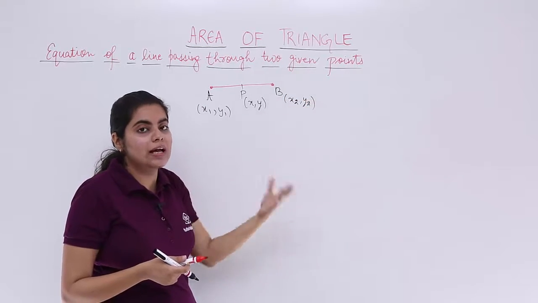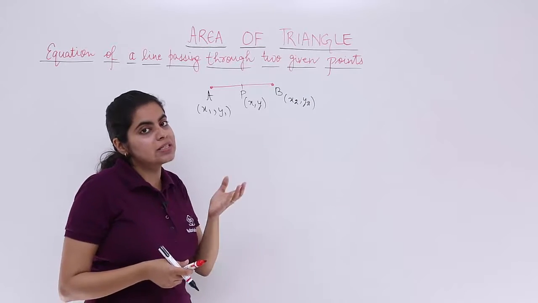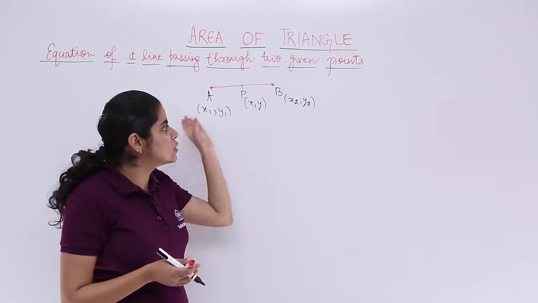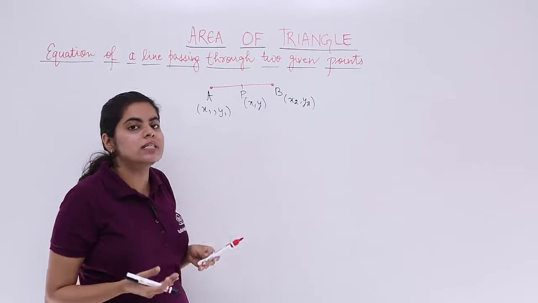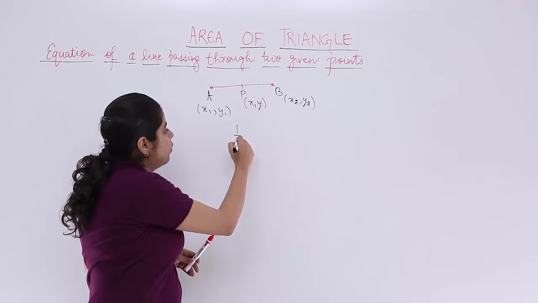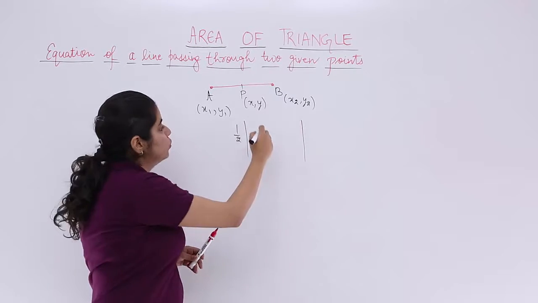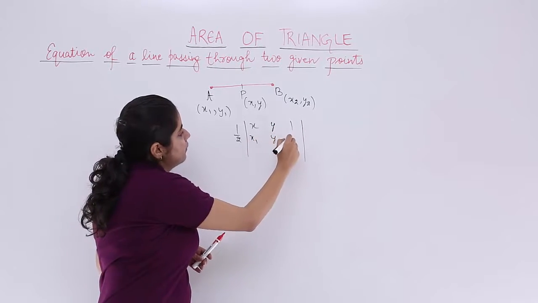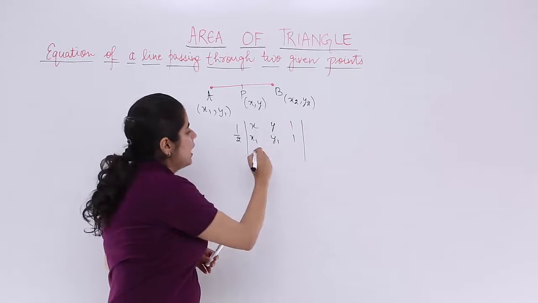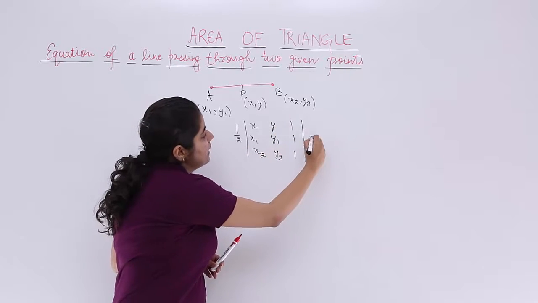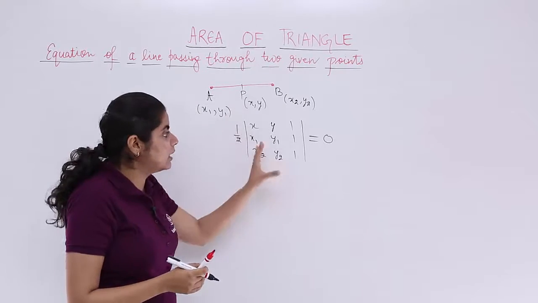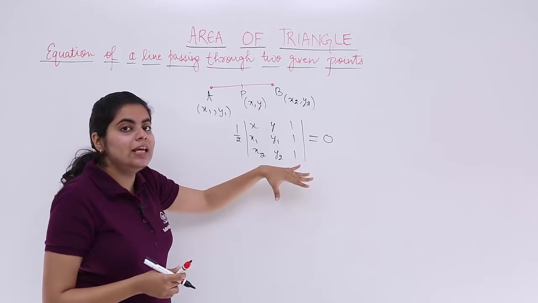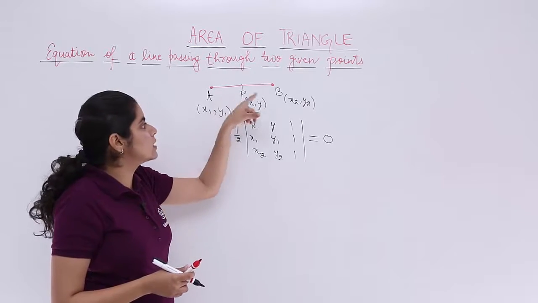It is actually collinearity. And for collinearity, that we studied in the previous video, we know that the area of triangle would always be 0 because there is no triangle formed. So that is the concept that you have to apply. So half into the determinant x, y, 1, then x1, y1, 1, and then x2, y2, 1, and this will give me 0. That means the triangle will not be formed, so its area would be 0. This is the condition for finding the equation of line using two given points.